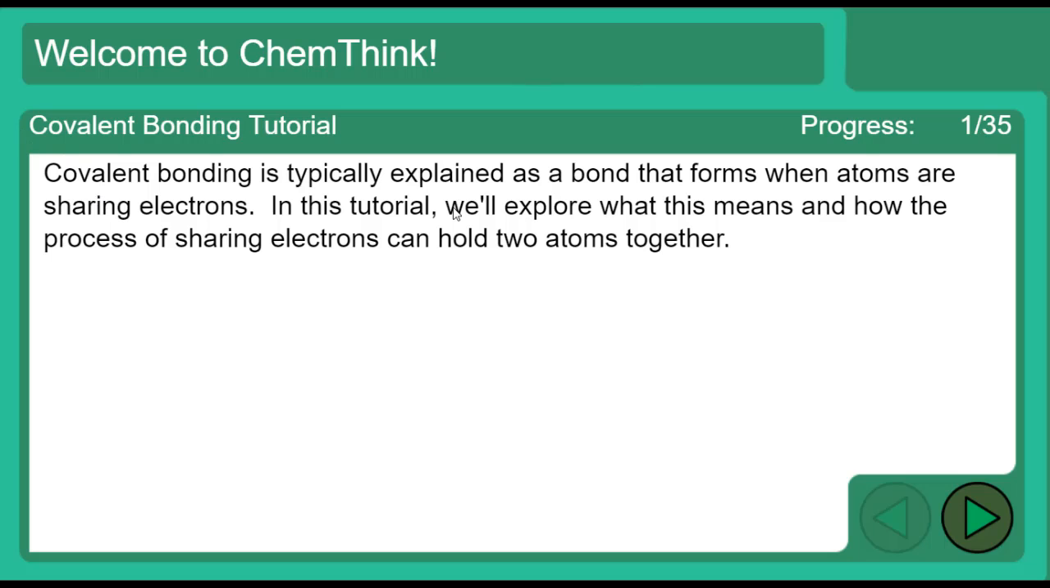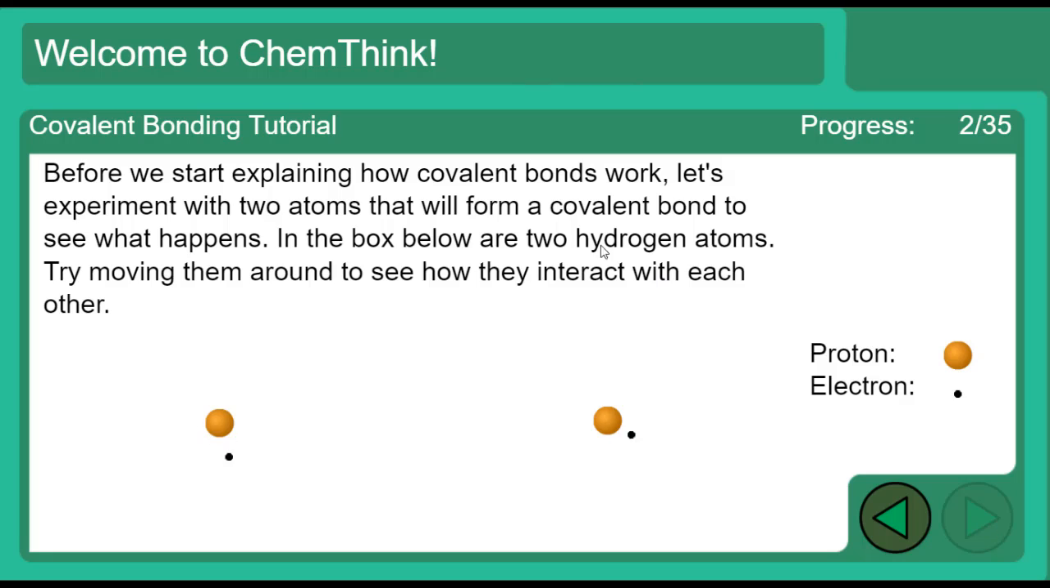Okay, so covalent bonding, typically explained as a bond that forms when atoms are sharing electrons. It's not 100% true that they're sharing, but you'll see that for yourself in a moment. In this tutorial, we'll explore what this means and how the process of sharing electrons can hold two atoms together. So how can they be stuck together if they're sharing electrons? Okay, so we have to figure out how they actually work.